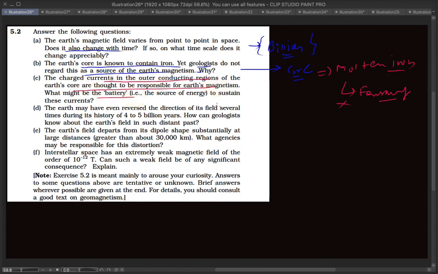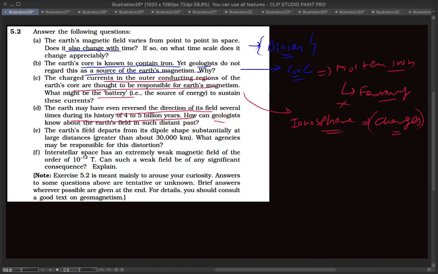What might be the battery of such types of charges? First of all, you can say that the ionosphere contains a numerous amount of charges. These charges are like a battery, and these charges also interact with the magnetic field of the Earth, and they are coming in contact with each other, and northern lights are observed. So this is the reason why the battery is called the ionosphere. Earth may have even reversed the direction of its field several times during the history of 4 to 5 billion years.